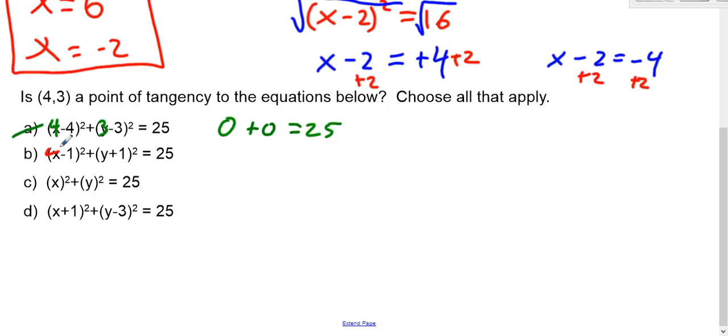Do the same thing for the next one. Plug in 4, plug in 3. 4 minus 1, that's 3. 3 plus 1 is 4. 3 squared is 9. 4 squared is 16. 9 plus 16 does equal 25, that's true.